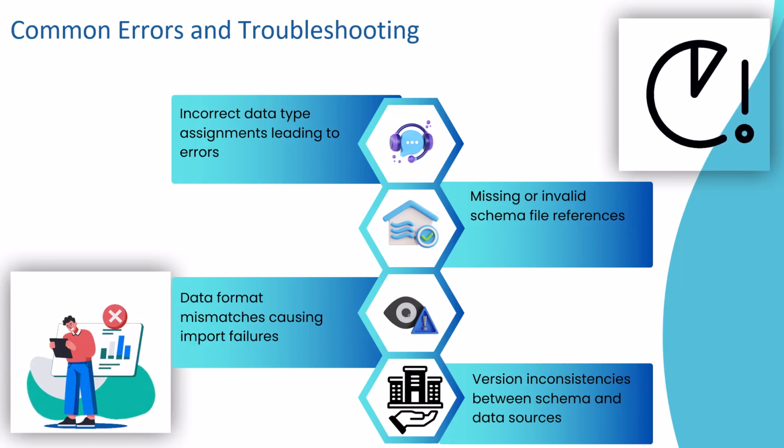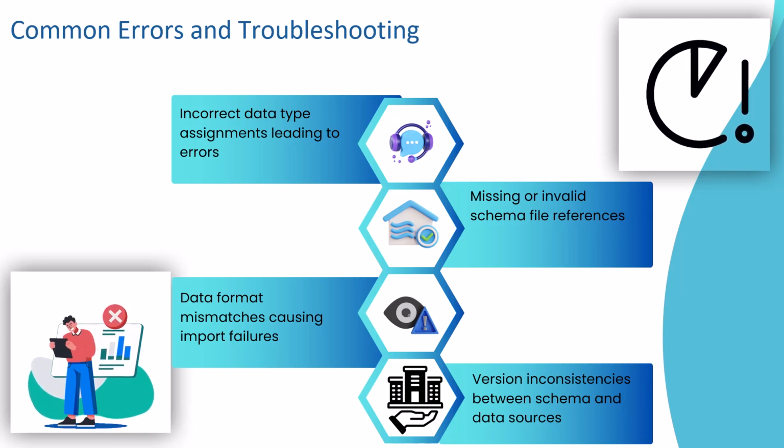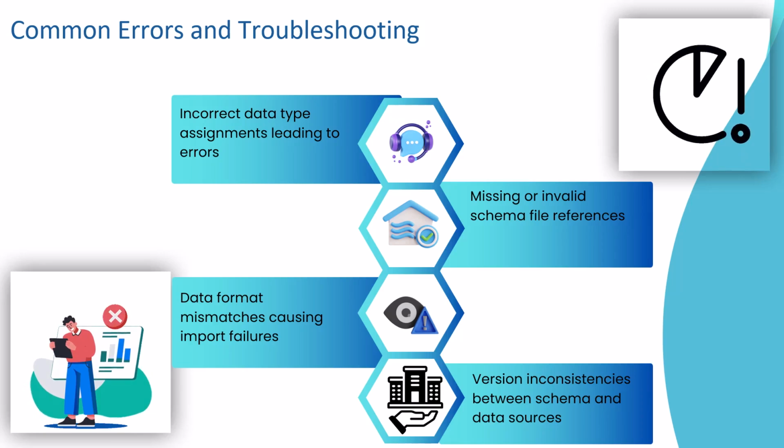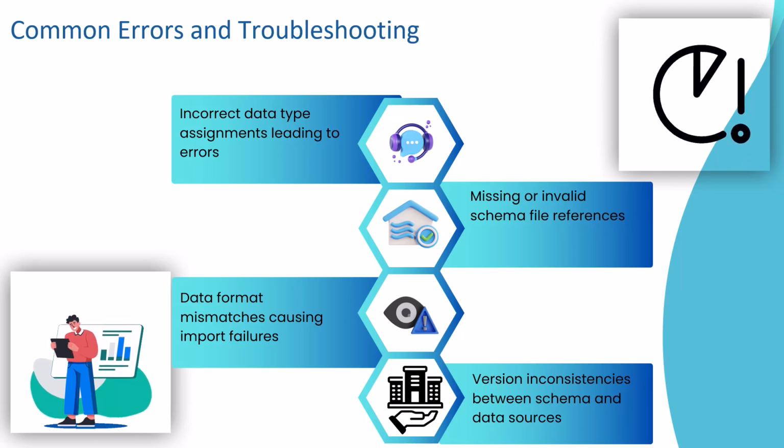Schema errors. Oh, they sneak up when you least expect them. Wrong data types? Boom, error message. Missing schema files? Enjoy hunting them down. Format mismatches are a recipe for chaos. And don't forget version mismatches. An old schema file is like using last year's map to find a new city. But don't worry, most issues just need careful troubleshooting and logical thinking. Deep breaths, you got this.